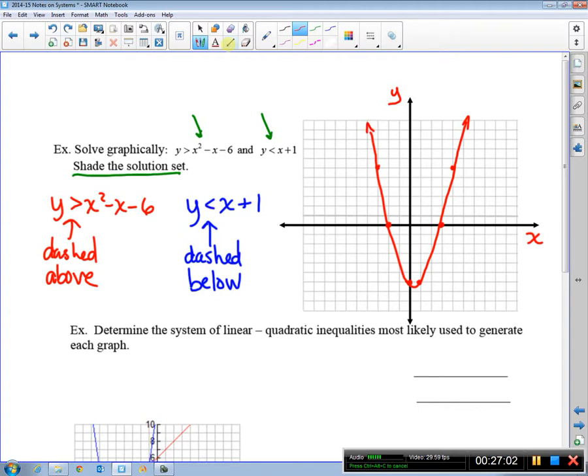Since we're going to have two graphs, we want to label it. And I just broke my promise. I needed to do a dashed line. It's another good reason to graph in pencil. So I'm going to grab my handy eraser here and just sort of dash it out. Dashed because it's just less than or just greater than. Okay.